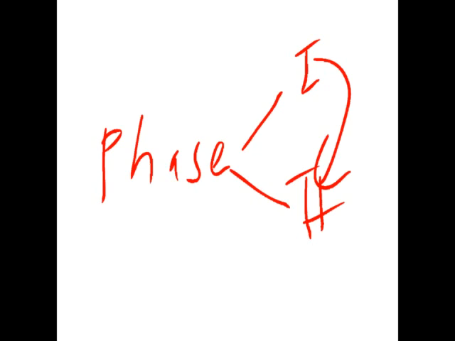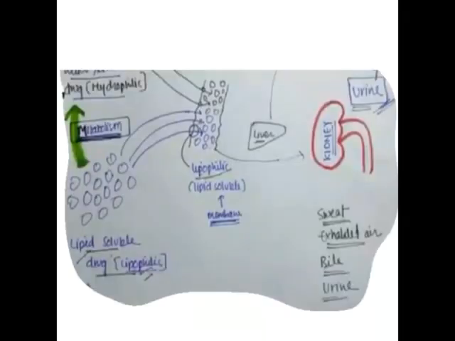So once again, before going deeply into the phase 1 and phase 2 reactions, we will repeat what metabolism is, what biotransformation is. Okay, then we will move to the next part, that is the detailed description regarding phase 1 and phase 2 metabolism. Okay, so we have different types of drugs.